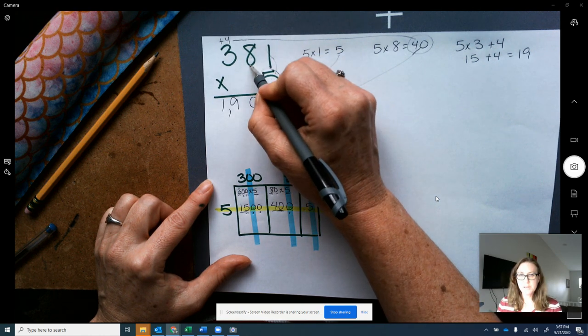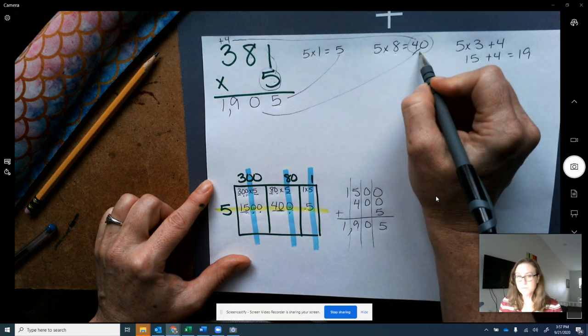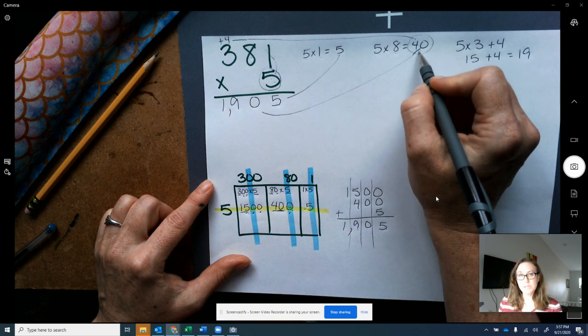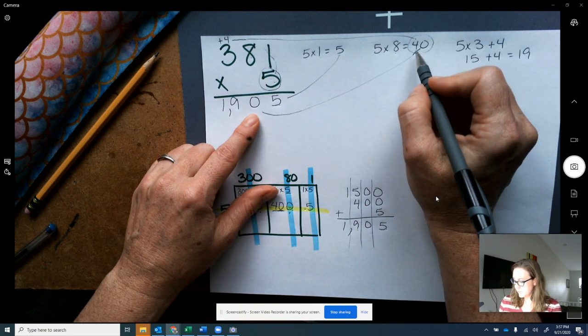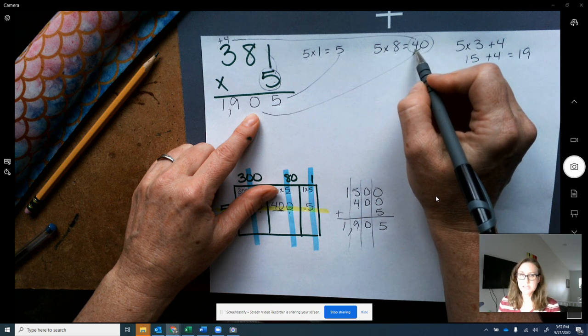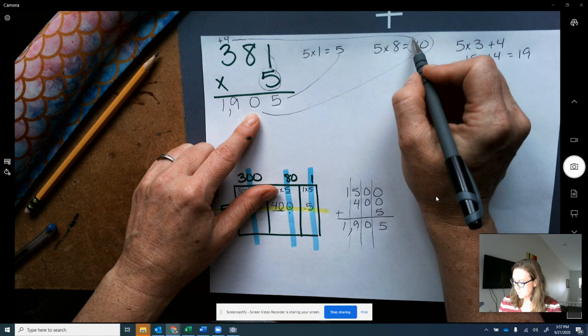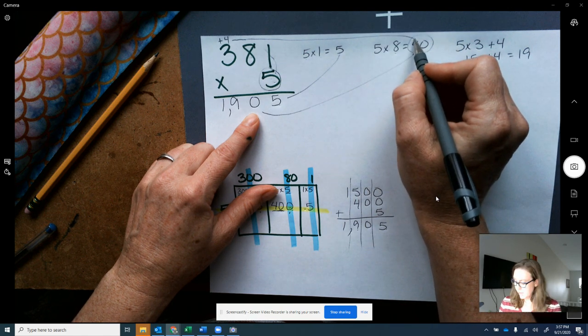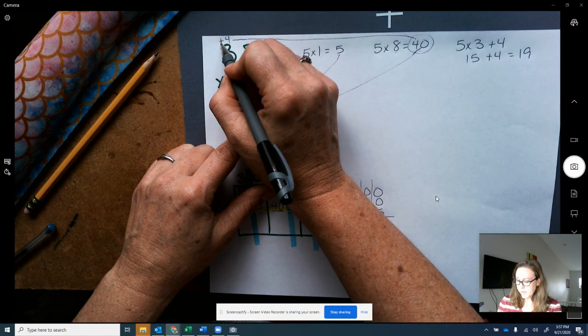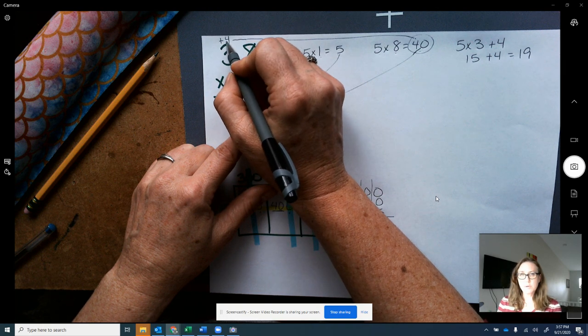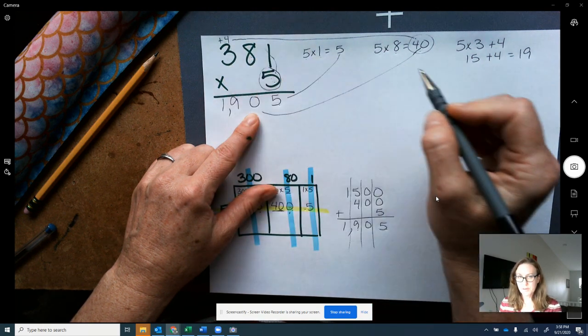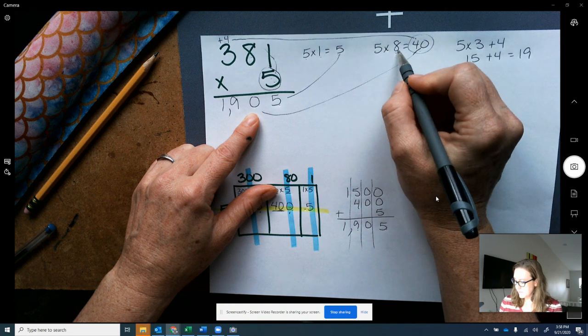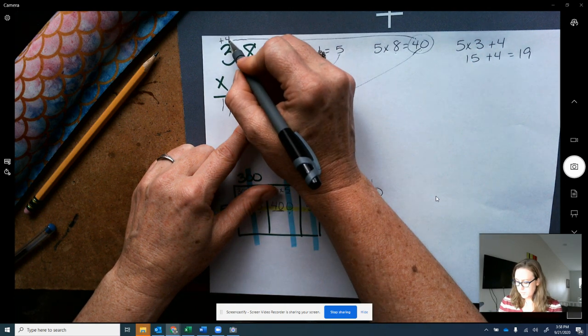We do 5 times 8. So 5 times 8 is 40. Now 40 has 2 digits, so we have to put the digit that's on the left-hand side into the next place value. So we're going to take, kind of like with adding, we carry it. And I put a plus sign there because we're going to ultimately add that. All right. So we've got 5 times 8 is 40.